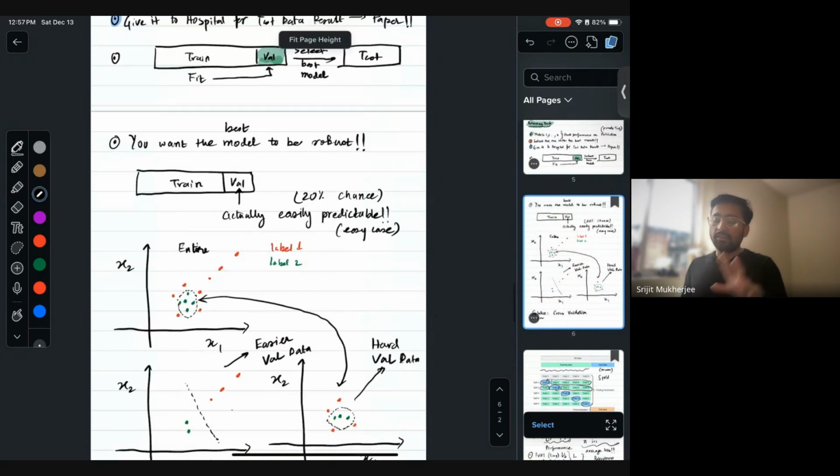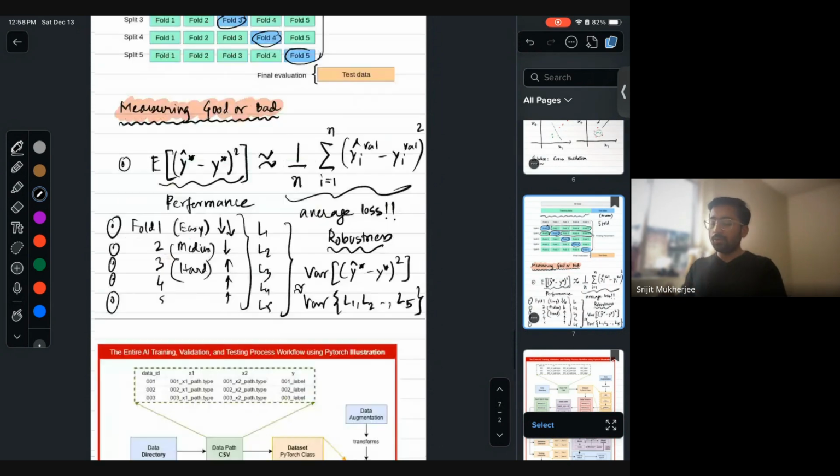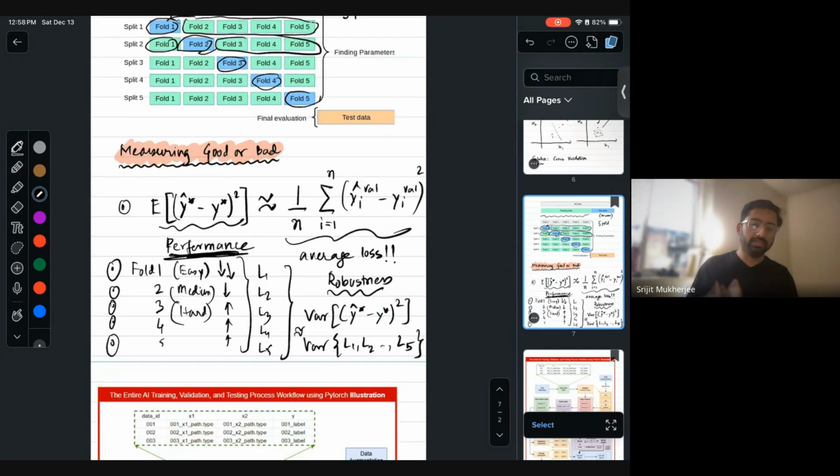So you have a training and test. I said the training is divided into train and val. If you want to compare models, ideally we just look at performance. When you have robustness to compare, you have more statistical tests out there, but a good initial way is just performance. Just average those over all the folds, 1 by n summation.